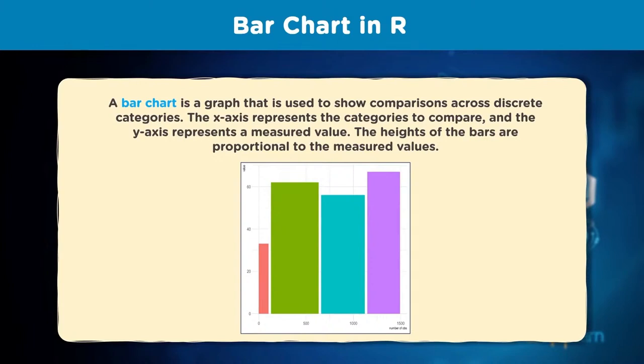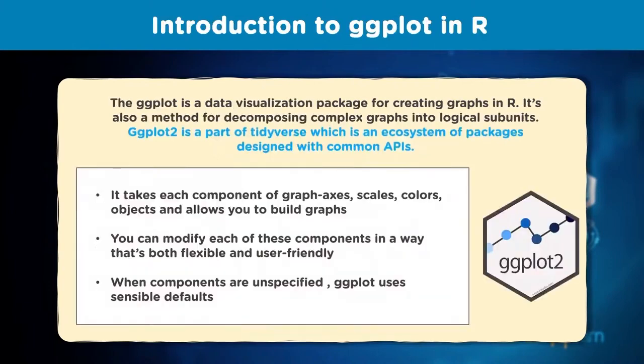Now, to create different kinds of charts, you can use ggplot, which is a package for creating graphs in R. It is basically a method of thinking about and decomposing complex graphs into logical subunits, and that is a part of the tidyverse ecosystem. It takes each component of the graph, you can give scales, you can give colors, you can give the objects, and you can build graphs on particular data.